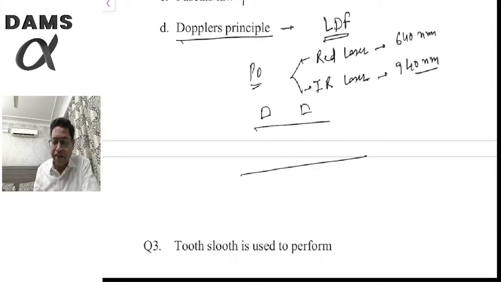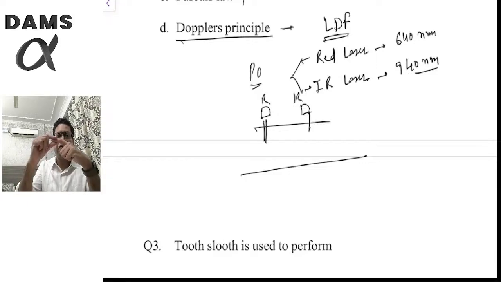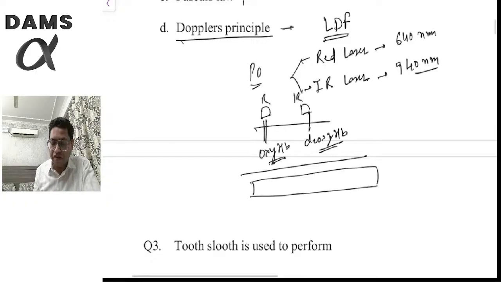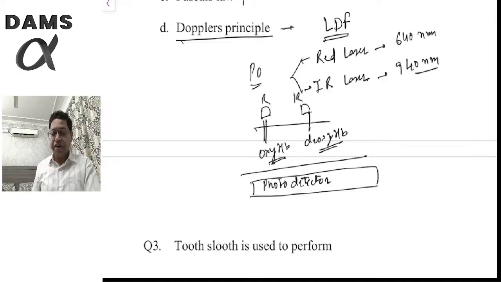Two lights, red and infrared, are fired. It is a clip-on type of device. It is clipped around the tissue of interest. We know that there is oxyhemoglobin and deoxyhemoglobin present in the blood. And the amount of light coming out on the opposite side is detected by a photo detector. This is the working principle of your pulse oximeter. That is the Beer-Lambert law.